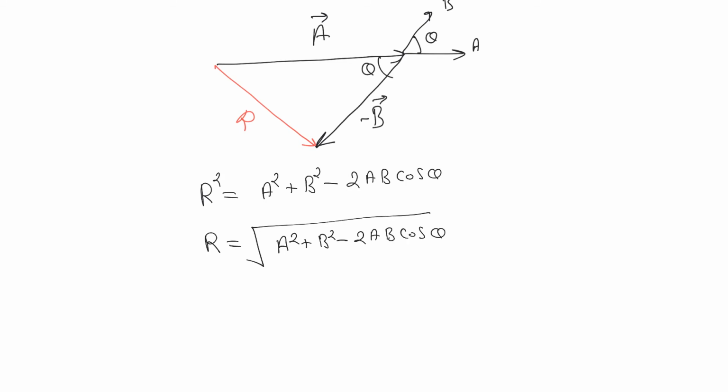I think you might be remembering the equation for a vector plus b vector. It was a square plus b square plus 2ab cos theta. Over here it is a square plus b square minus 2ab cos theta.